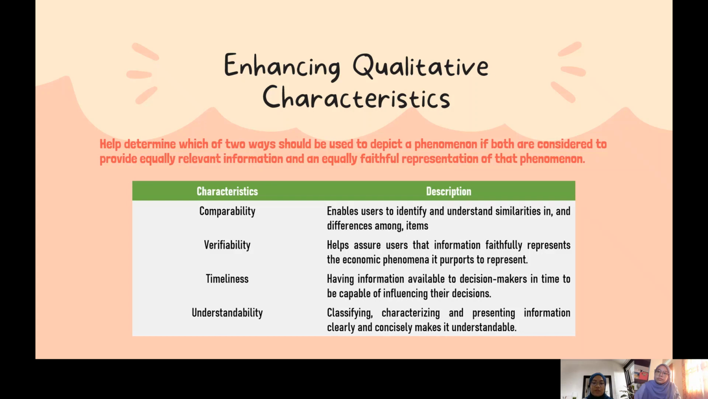The first characteristic, comparability, enables users to identify and understand similarities in, and differences among, items. The second one is verifiability. It helps to assure users that information faithfully represents the economic phenomena it purports to represent. Timeliness means having information available to decision makers in time to be capable of influencing their decisions. And the last one is understandability: classifying, characterizing, and presenting information clearly and concisely makes it understandable.